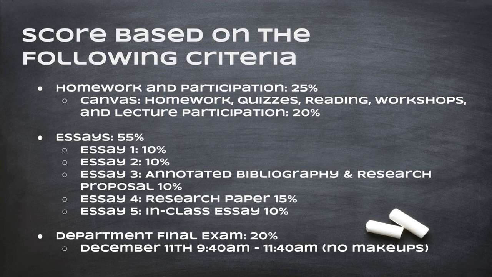Your score will be based on the following criteria. Homework and participation is worth 25%. Essays are worth 55%, and your department final exam is worth 20%.